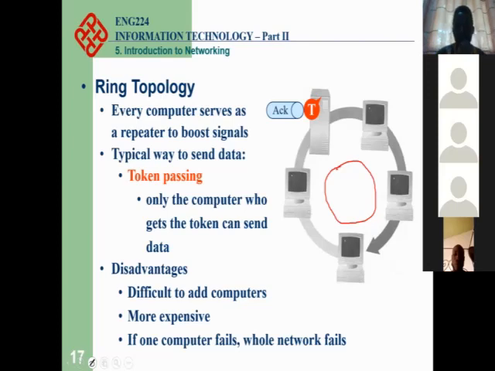So that is what ring topology also does. Every computer that receives the information will have to read its address to see whether it is its information. If it's not, then it will forward it to the next computer until that request reaches the computer where it's supposed to go. So that is how ring topology works.